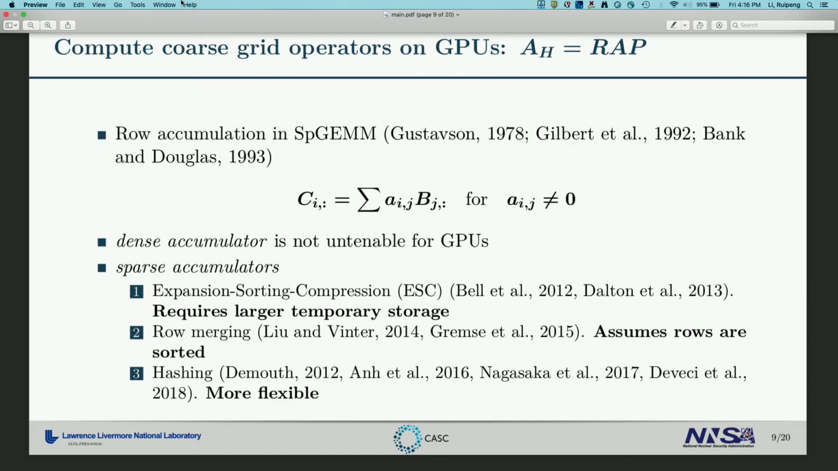In CPU code, even for multi-threaded CPU code, a common approach is using some dense accumulator, but this is not possible for GPU because you have too many parallel threads computing the rows of C simultaneously. So a lot of work has been done to choose sparse accumulators. We adopt a hash-based sparse accumulator, which is also used in a lot of works in the literature. For example, I think the Sandia guys are also using a hash-based accumulator in the Kokkos kernels.